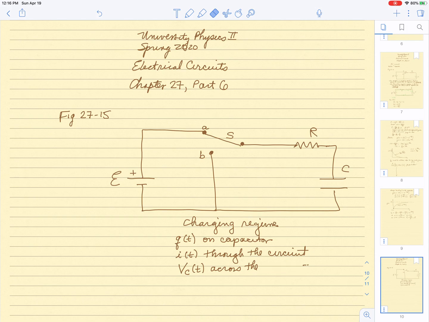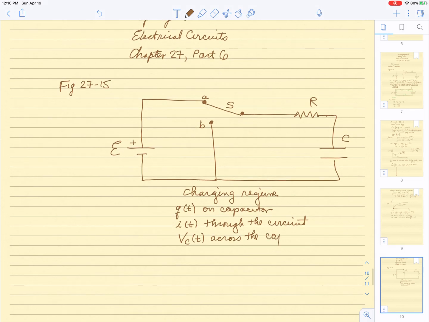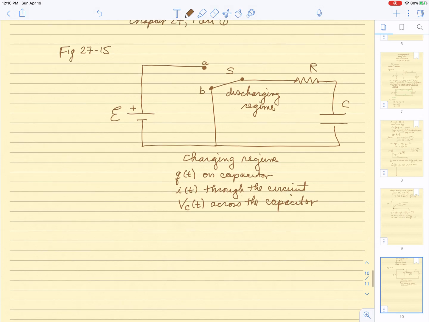So what we're going to look at now is the discharging event. And so in that case, we're going to move the switch from position A to now position B. And now this is going to be the discharging regime. Okay, so let's redraw that circuit. So essentially we're looking at that circuit now.